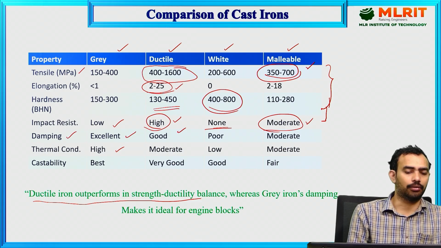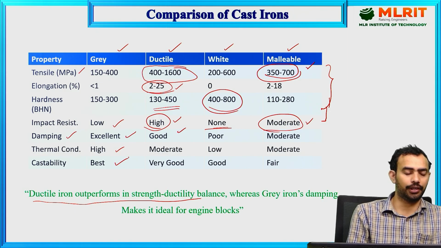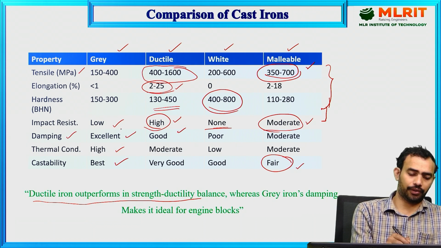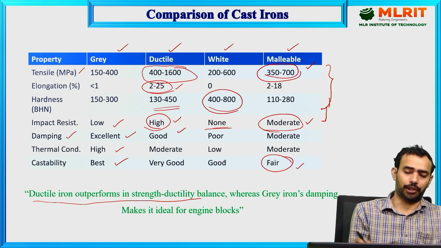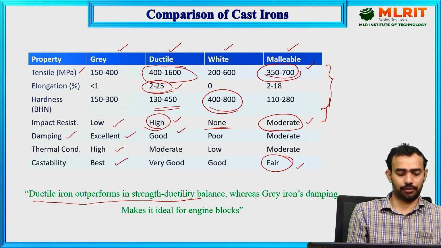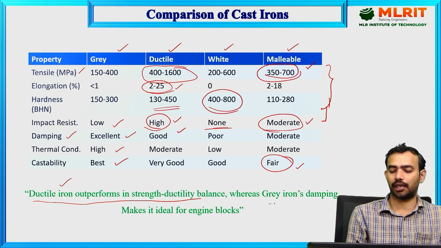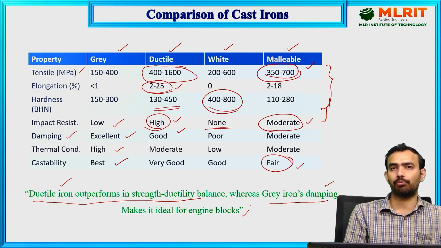Then we have castability. Again, due to its high fluidity and low melting temperature, gray iron offers greater castability when compared to others, except malleable iron, which is fair enough. So gray iron stands out when compared to all other cast irons. In terms of mechanical properties, ductile iron is outperforming, whereas gray iron, because of its damping characteristics, is ideal for engine blocks.